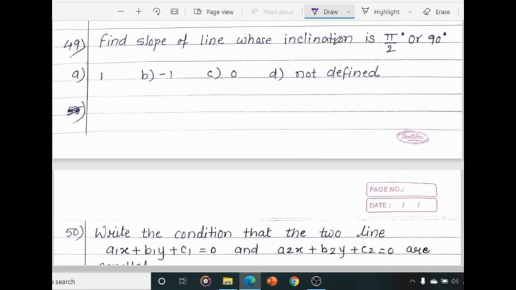Find slope of line whose inclination is pi by 2 or 90 degrees. We know slope of line is given by tan theta, that is tan 90, and we know tan 90 cannot be defined. So option D is the answer, not defined.